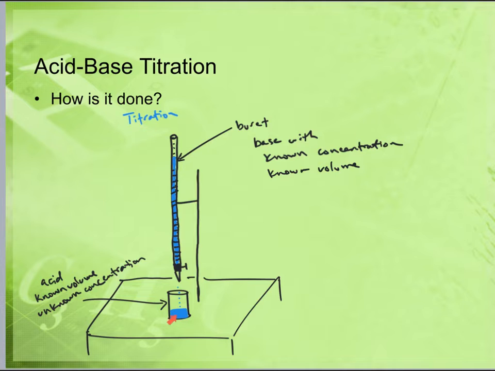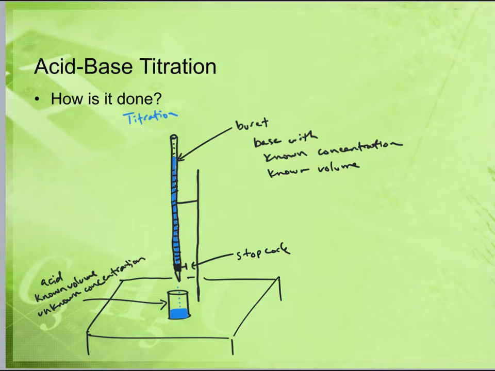As I keep adding base into the beaker down here. And what I typically do, and by the way, the piece that you connect with right here, that you open this up with, this is called a stopcock. Okay, that's actually what it's called. And you open that up to allow the base to drip down into the acid.